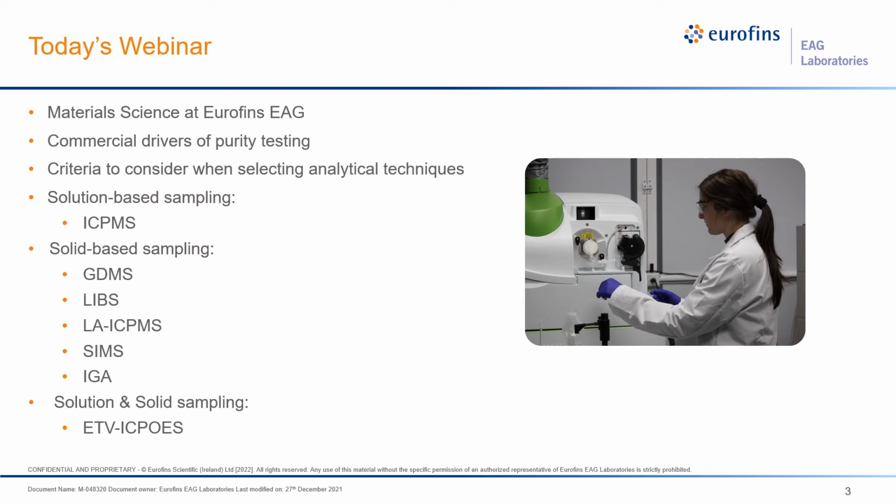So we will start today's webinar with a brief introduction to EAG material science, followed by an overview of why and how impurity testing is important for many advanced materials. I will then provide you with some guides to consider when deciding to analyze a sample for impurities, and the range of services EAG offers to you from our analytical toolbox for this purpose, with a focus on the type of sampling they utilize, the materials they are most suited for, and their unique capabilities.